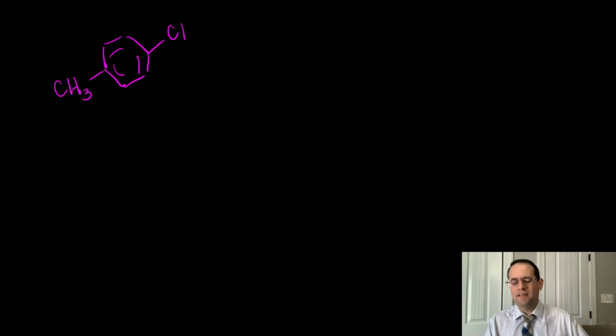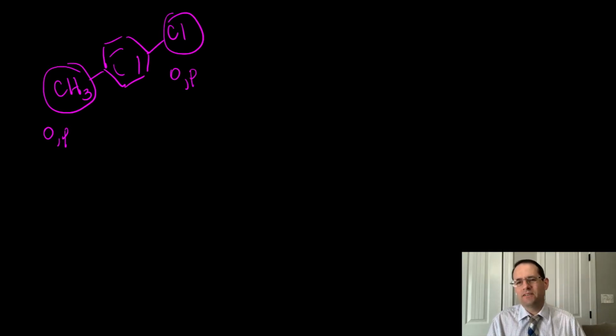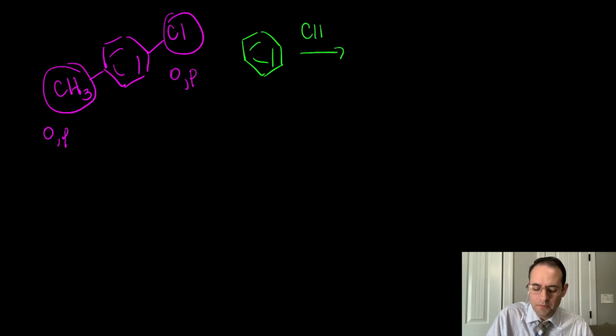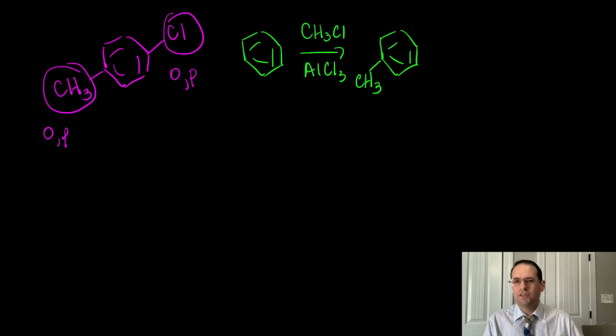Now, when you look at this example, a methyl group is known to be an ortho-para director, and a halogen is known to be an ortho-para director. So here, in terms of the directing effects, there would be no right or wrong answer. You could start with benzene, and you could first install the methyl group, and since benzene is perfectly symmetrical, there would be only one choice here. We're going to put the methyl position to the bottom left.